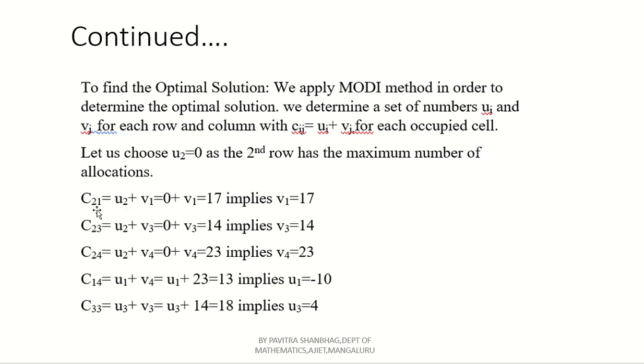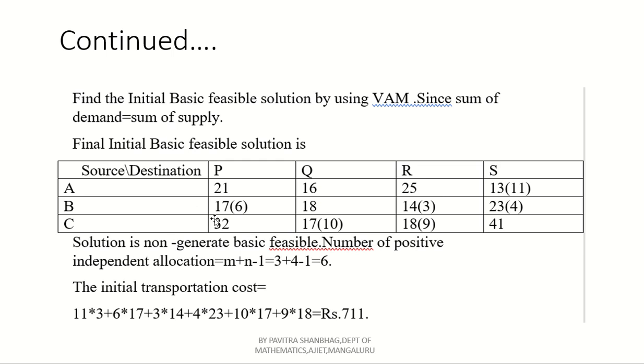Now compute one by one. What is C21? U2 plus V1. But U2 is 0 in every case, right? And V1 is here V1 only, V3 only, V4 only. What is the value of C21 in the previous table? C21, second row, first column, value is 17, right? So U2 plus V1 equal to 17. But U2 we already took as 0. So V1 equal to 17.